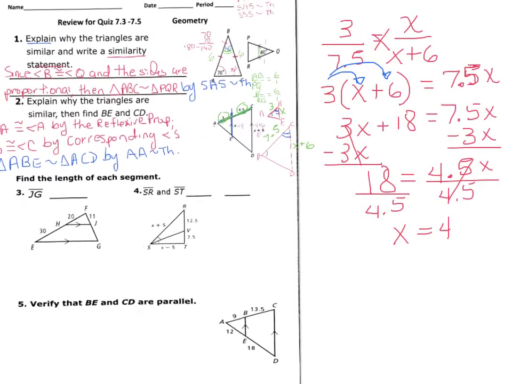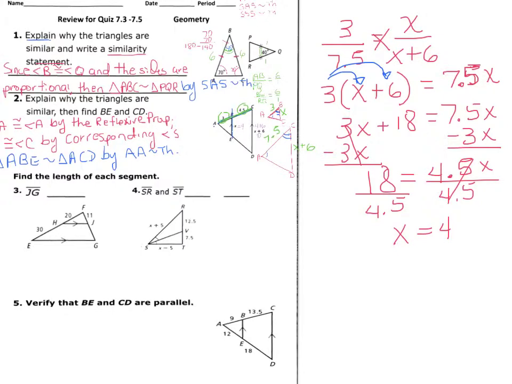Let me write my answers. They needed me to give BE. So BE equals 4, and CD equals 10. Those are the two values that we're asked for.